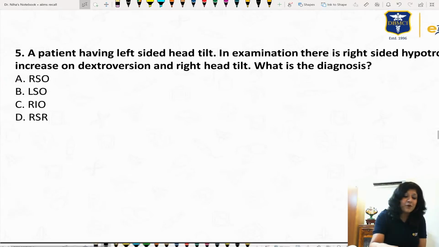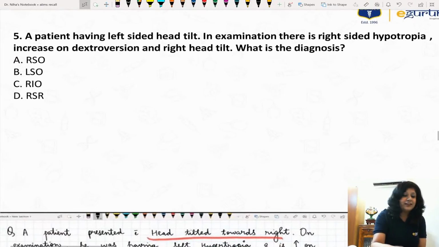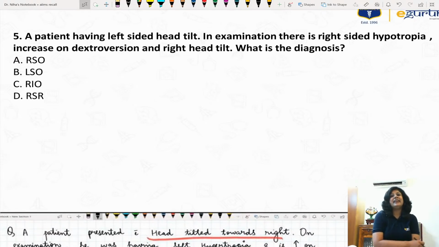So let's do one more time. Patient having left-sided head tilt. In examination, there is a right-sided hypotropia. It is increasing on the dextroversion and with the right head tilt. And I told you, don't go with that triangle formula, because you will not be having that pen and paper in the exam to do all this. So we will do it more of a theoretical one in our mind.